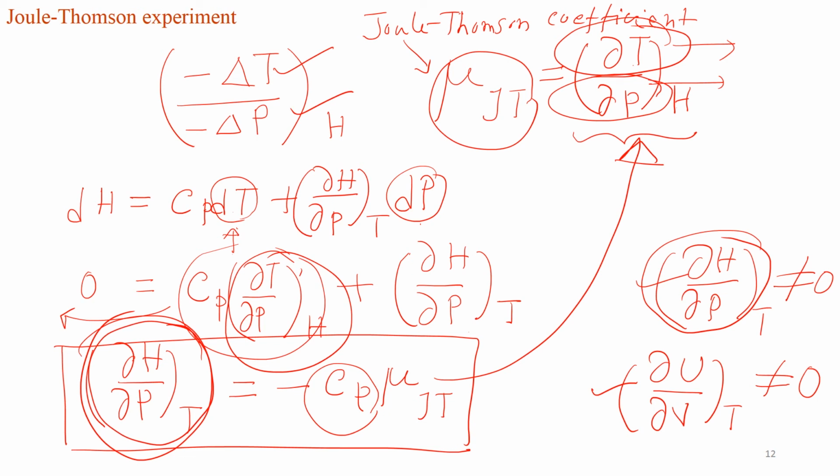Similarly, one could also measure del U del V at constant T using Joule's experiment, although Joule did not find any noticeable change in temperature, but later on people found by refined experiment that del U del V at constant T is also non-zero for real gases.